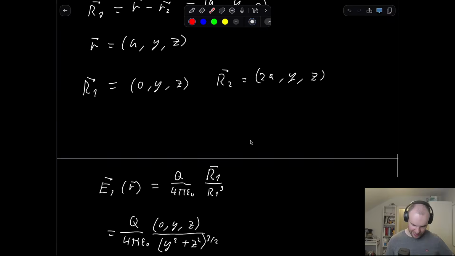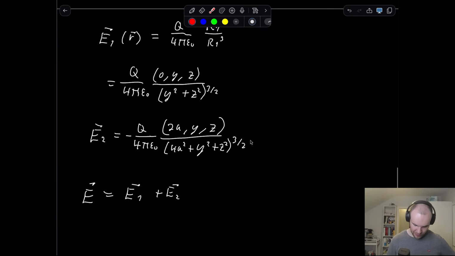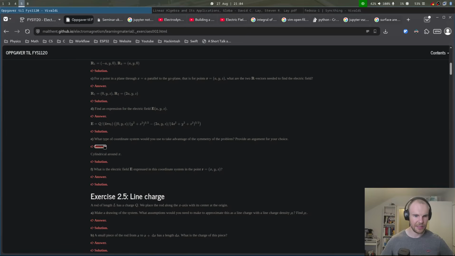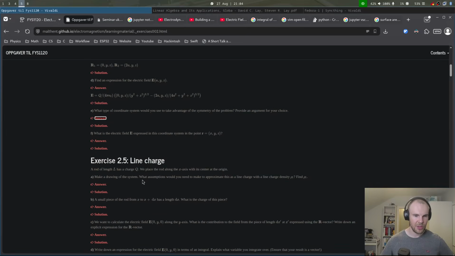This also makes sense if you look down here, because it can just be a rho, right? The same here, and that of course simplifies our expression very much. So of course a cylindrical system would take advantage of the symmetry, around x. What is the electric field E expressed in this coordinate system at point R, X, Y, and Z?